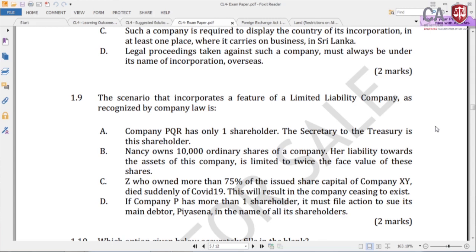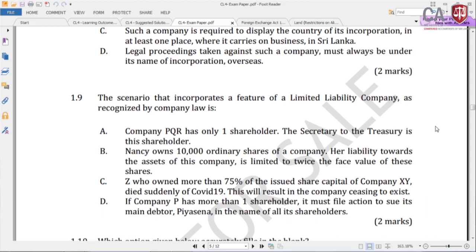B: Nancy owns 10,000 ordinary shares of a company. Her liability towards the assets of the company is limited to twice the face value of these shares, which is a wrong statement. She only has liability to the number of shares that she owns, so not twice. C: Z, who owned more than 75% of the issued share capital of company XY, died suddenly of COVID-19.